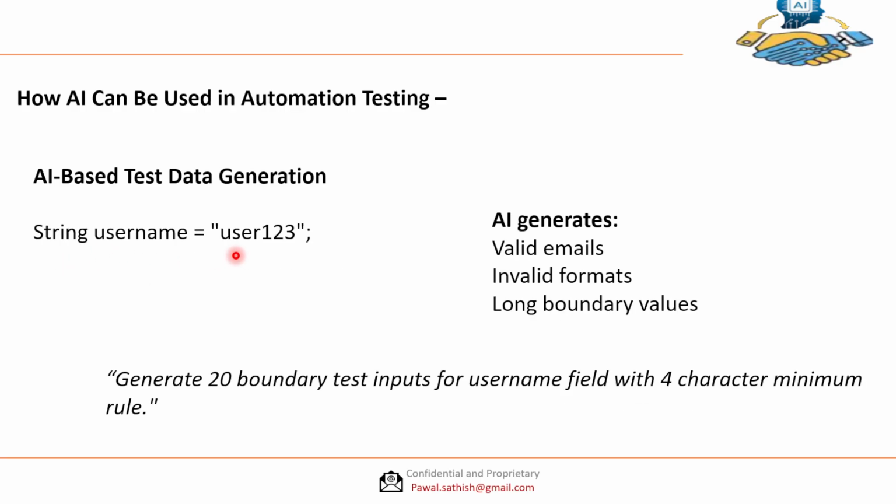Here I give an example: username is user123. Using AI, we'll create a valid email address, then invalid formats and long boundary values. How do we give the prompt to AI or ChatGPT? Generate 20 boundary test inputs for username field with 4-character minimum rule. Instead of creating manually and updating in XLS, we'll give this prompt, then copy paste into an XLS, and provide it to TestNG.